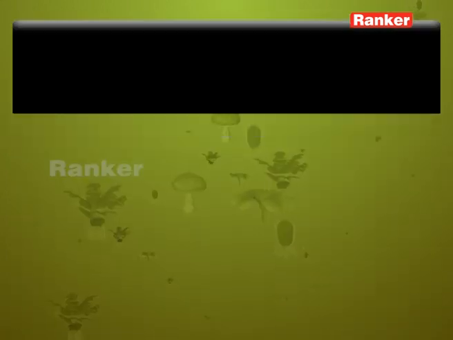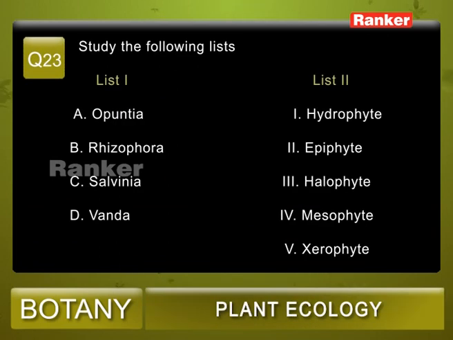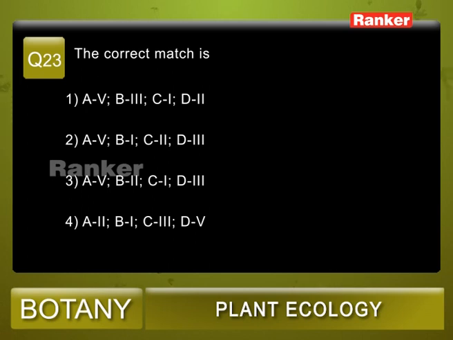Question number 23, study the following lists. List 1, A, Opuntia, B, Rhizophora, C, Salvinia, D, Vanda. List 2, 1, Hydrophyte, 2, Epiphyte, 3, Halophyte, 4, Mesophyte, 5, Xerophyte. The correct match is 1, A5, B3, C1, D2. Second option A5, B1, C2, D3. Third option A5, B2, C1, D3. Fourth option A2, B1, C3 and D5.